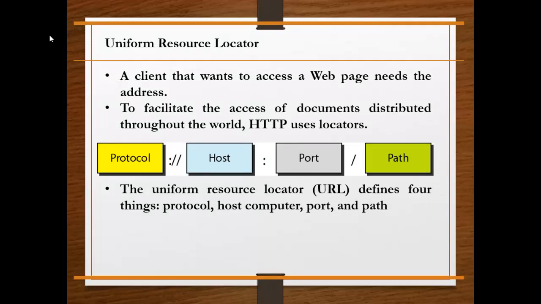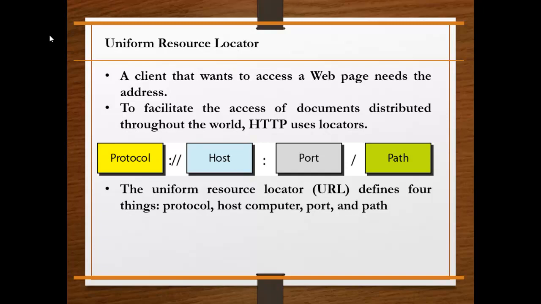The next one is the URL. It is a very important thing under your World Wide Web. The client sends a request in the form of a URL. The client that wants to access a web page needs the address. If I want to go to any particular site, I have to give the address.